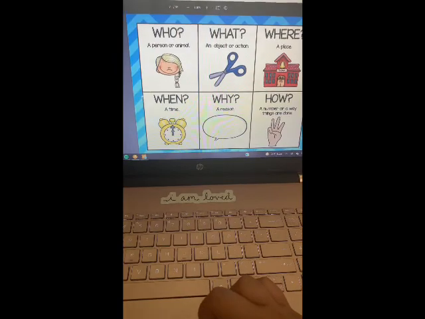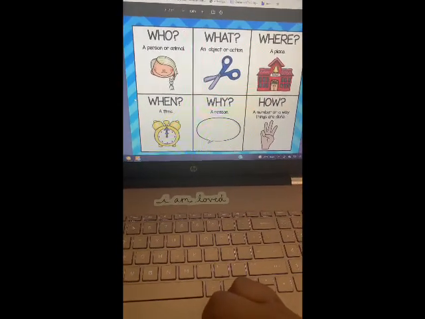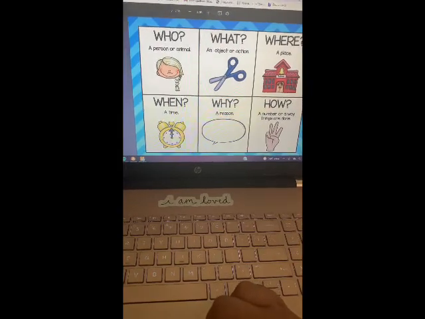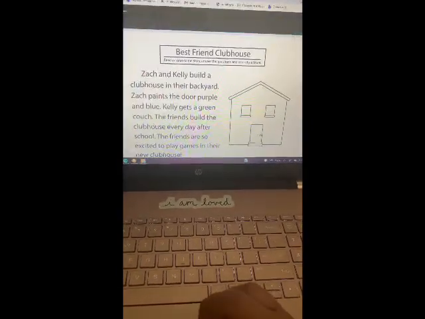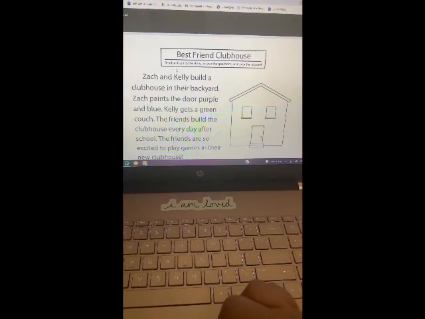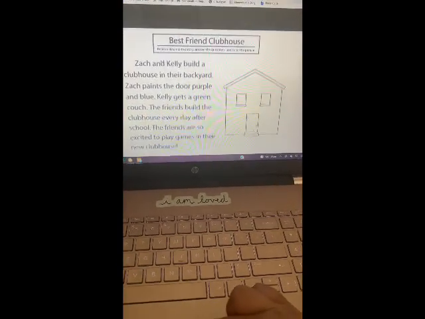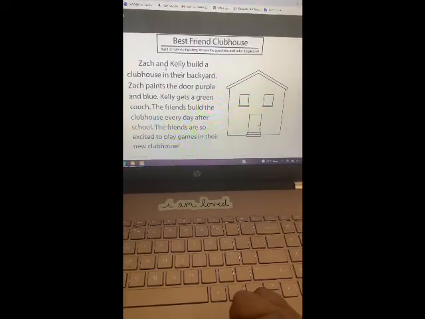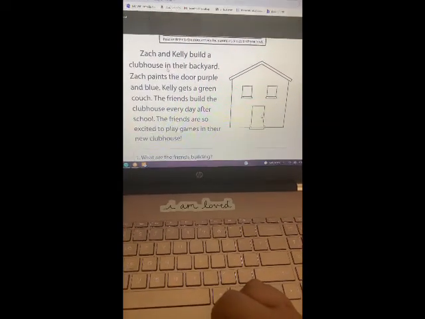Along the bottom, again, we have when, why, and how. So we're going to go over now. We're going to practice. I'm going to show you one while you guys watch me do it, just so that you can see how we might go about it. So it says, Best Friends Clubhouse. This is our first little story. So I'm going to read, and then there's a couple questions using our WH words.